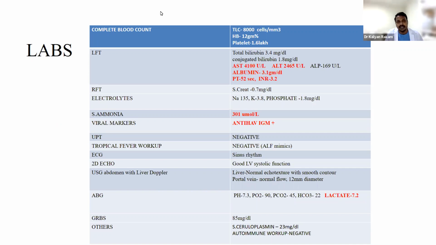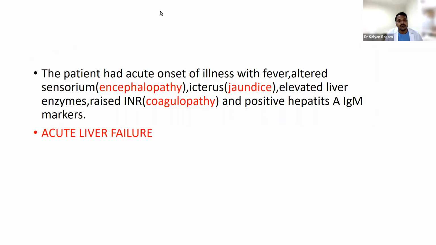Putting together her history and lab findings, our working diagnosis would be acute liver failure. This patient had an acute onset of illness with fever, altered sensorium, that we call encephalopathy, and jaundice, that is medically called icterus, with elevated liver enzymes and deranged coagulation parameters. Her INR is 3.2, her PT is 52. So with encephalopathy, jaundice, and coagulopathy, she landed in acute liver failure. And the reason for acute liver failure is the hepatitis A IgM marker being positive.